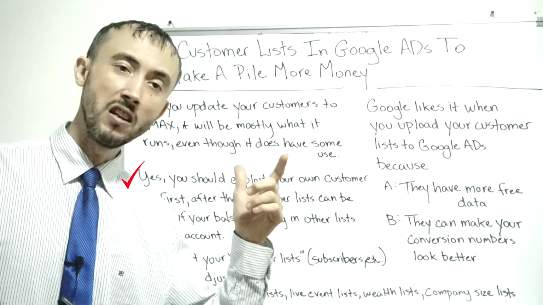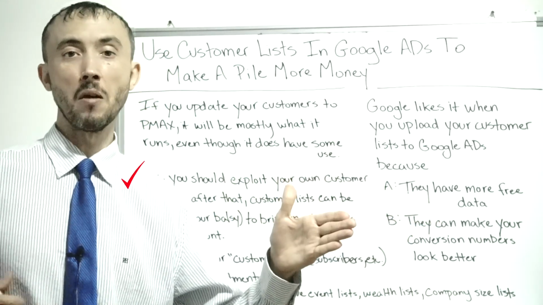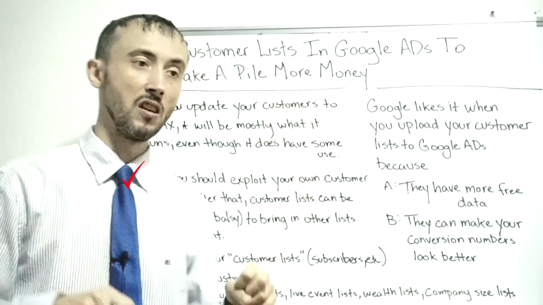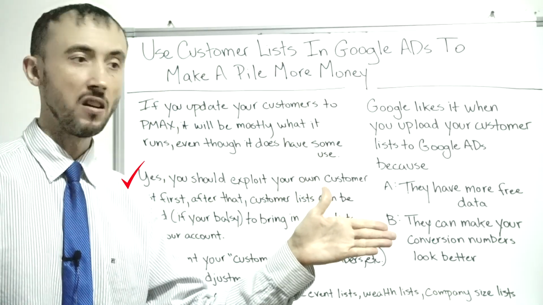And you do that again on each campaign type. You can do that on Google Display Network through something called observations. You can run a display campaign.